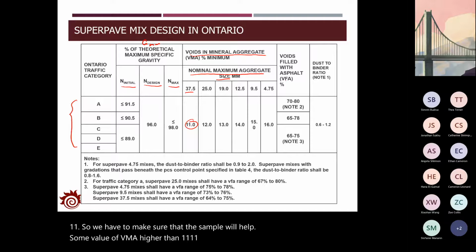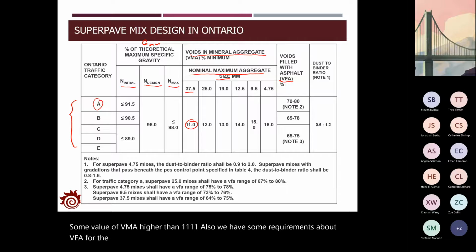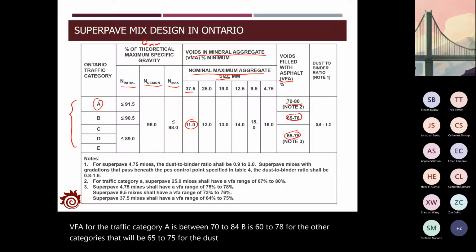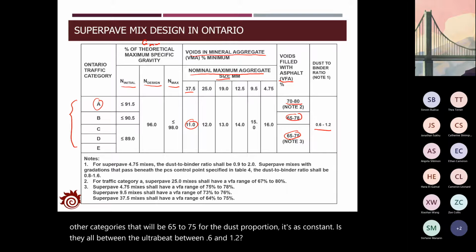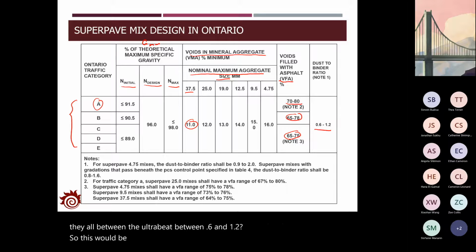Also, we have some requirements about the VFA. For traffic category A, it's between 70 and 80. For B, it's 60 to 78. For the other categories, it will be 65 to 75. For the dust proportion, it's a constant. They should all be between 0.6 and 1.2. So this would be the selection of the material.